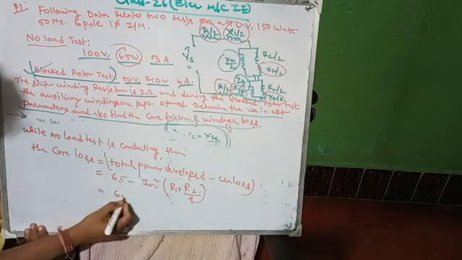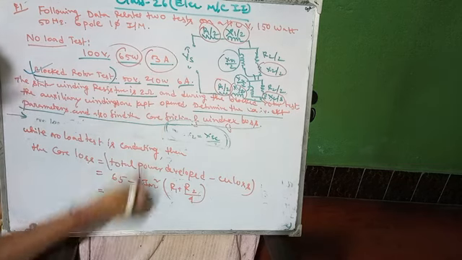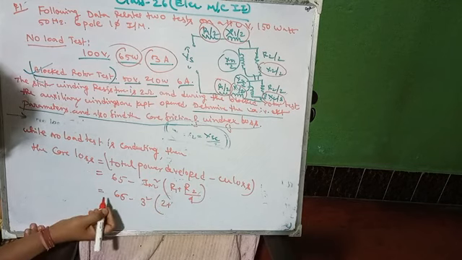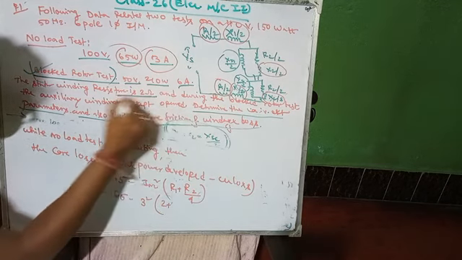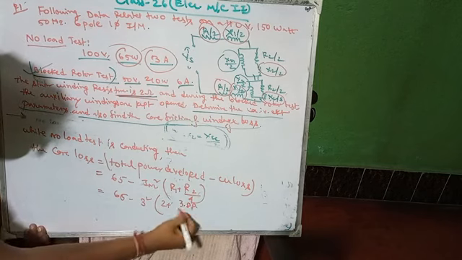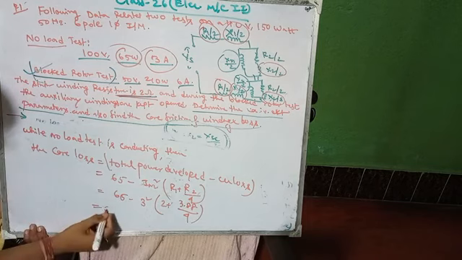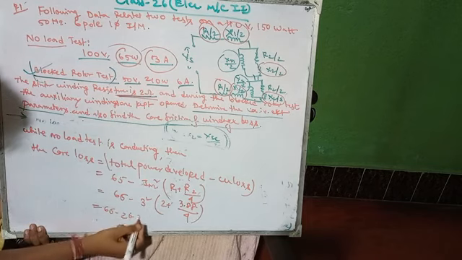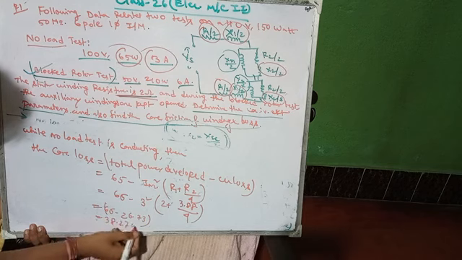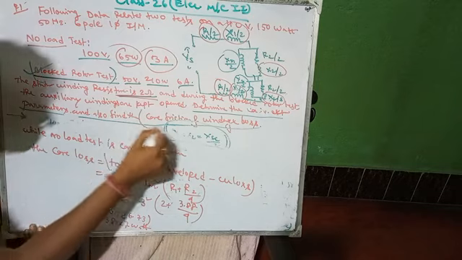Okay, so 65 minus 3 square, because 3 ampere current is there, into R1, which is 2 ohm, the stator resistance, plus R2 equals 3.88 divided by 4. So 65 minus 26.73 equals 38.27 watt. Okay, so we also have to find the core loss and friction and windage loss.